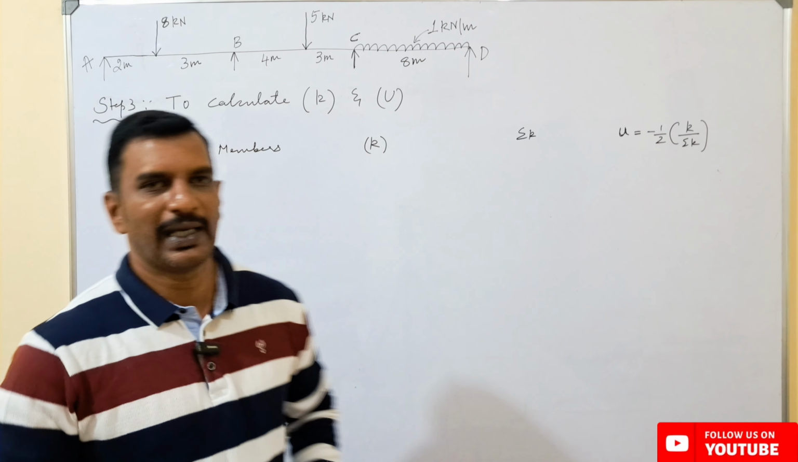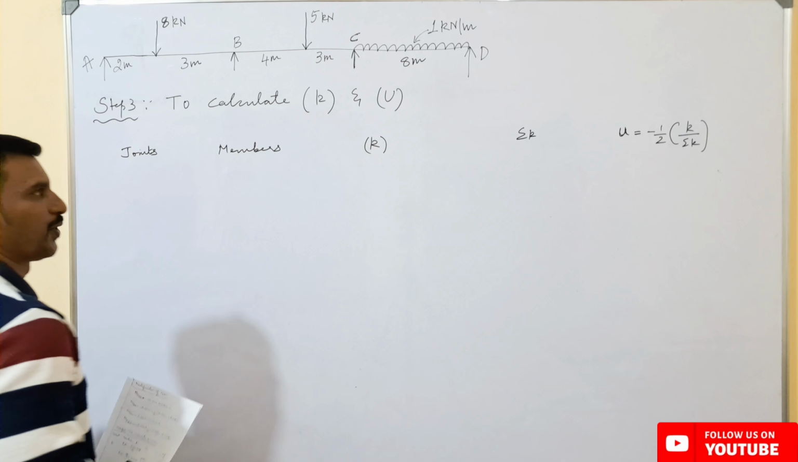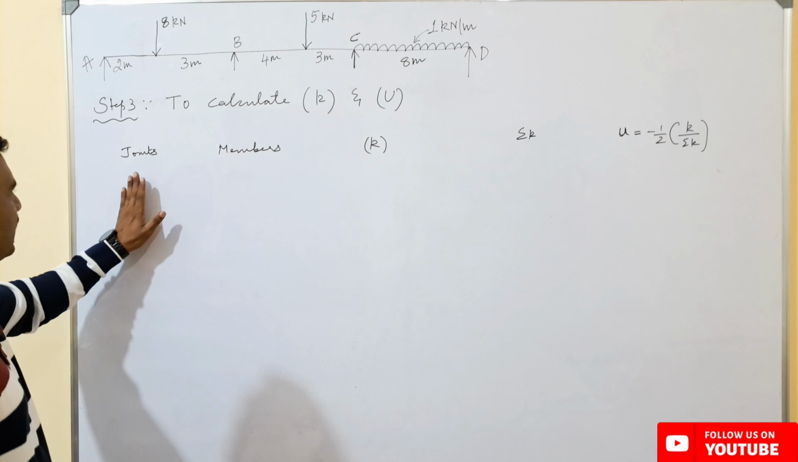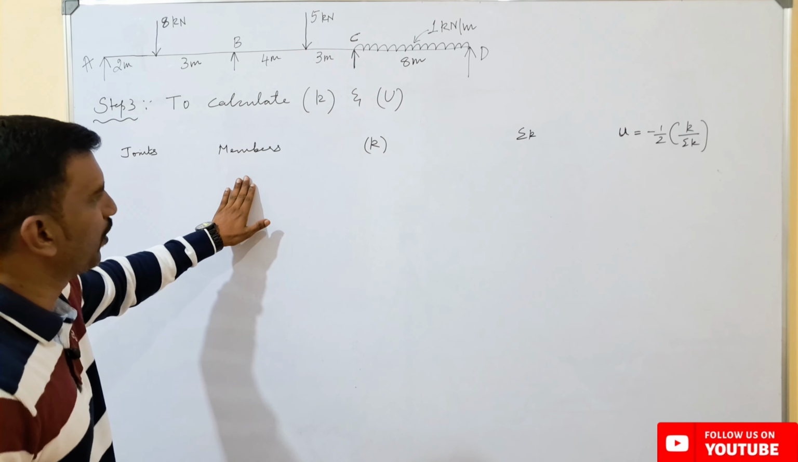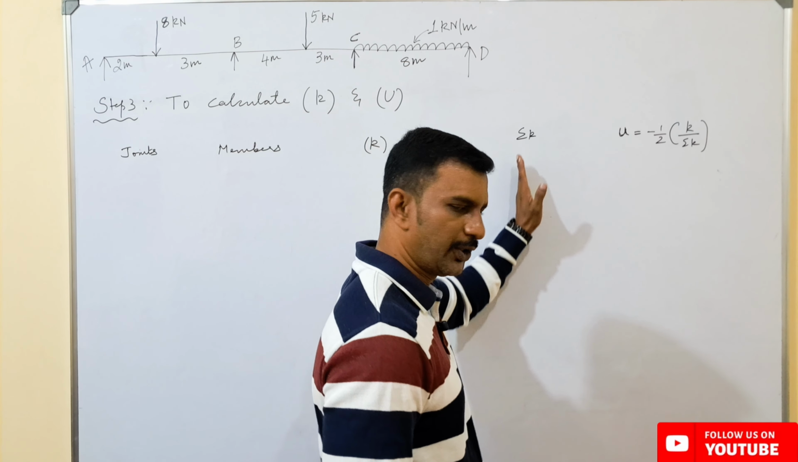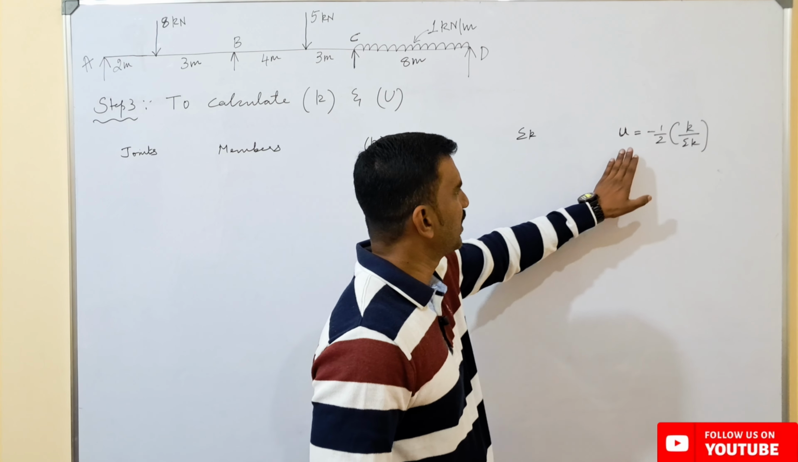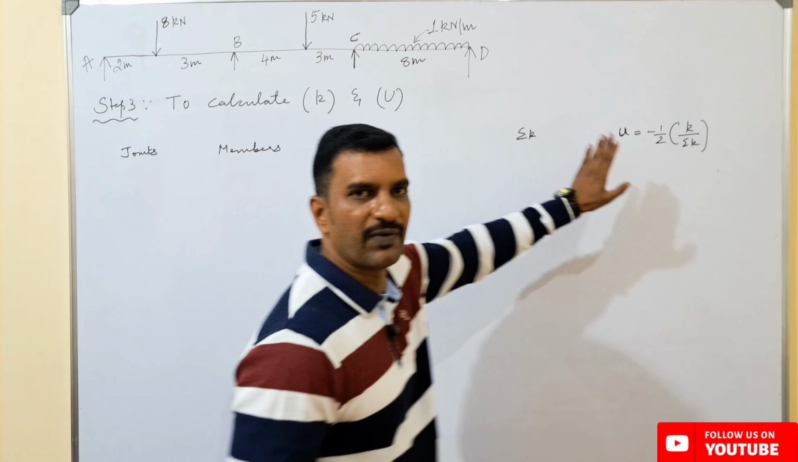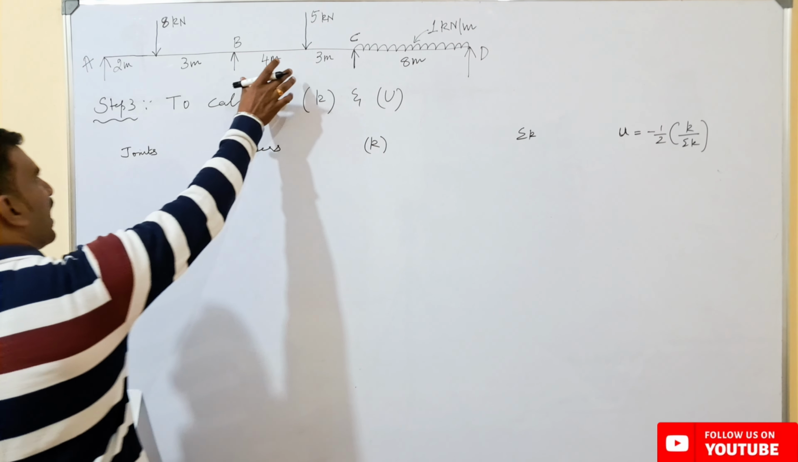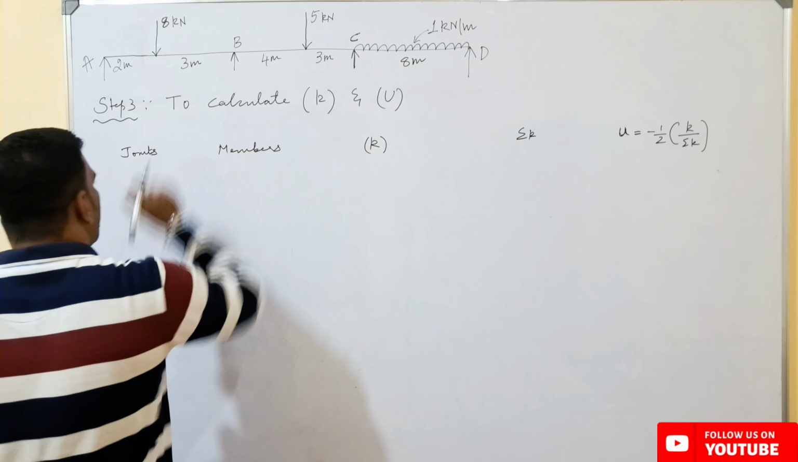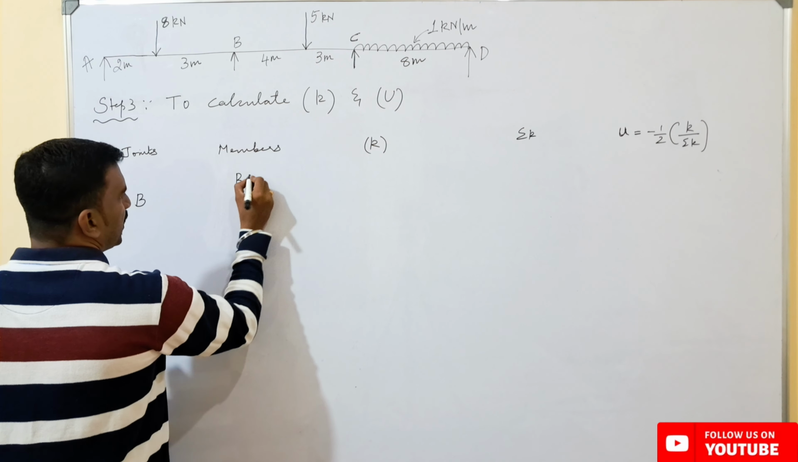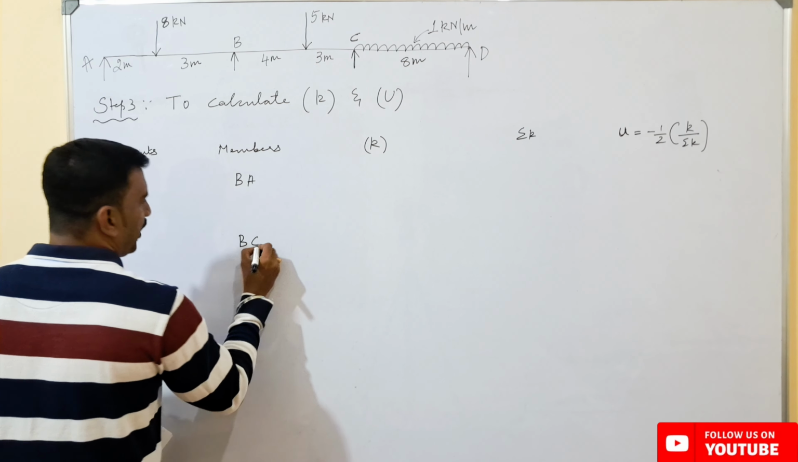So the next step will be to calculate the stiffness and rotation factor, which is represented by U. For that I have considered a table over here, where we will consider the joint and the members for that particular joint, and for each member we shall find the relative stiffness, take the total stiffness for that joint, and consider the rotation factor for each member, which is given by U is equal to half into K by sigma K. So if you observe here, we are having two joints, where joint B is connected to two members, that is B to A and B to C.